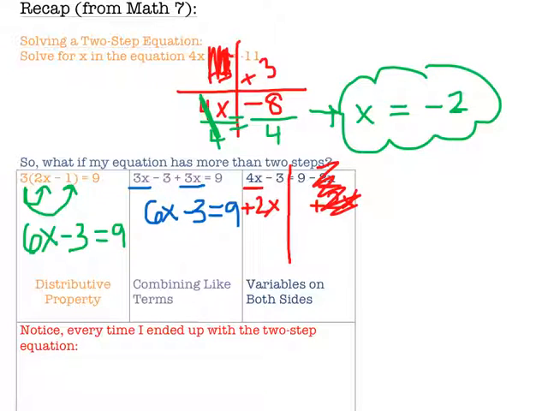Over on the left side, 4x plus 2x is 6x minus 3 is equal to 9. So you should have noticed, as we did those 3 different skills, that every single time we ended up with the same two-step equation to solve. So 6x minus 3 equals 9. Just take a second to solve this before I go ahead and solve it with you.